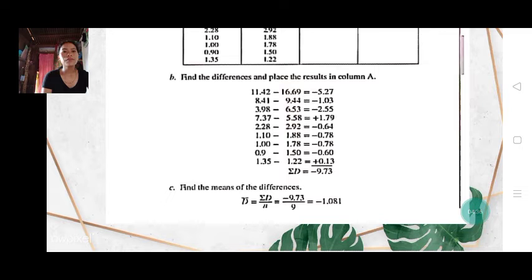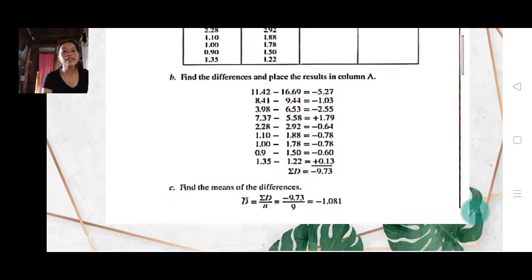Then next is to find the sum of the differences. After subtracting the deposits 3 years ago and today, we add them all up. So the result is 9.73. Then the next step is to find the mean of the difference.